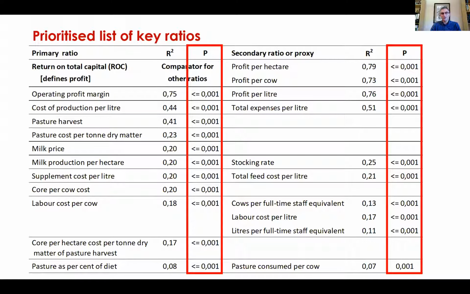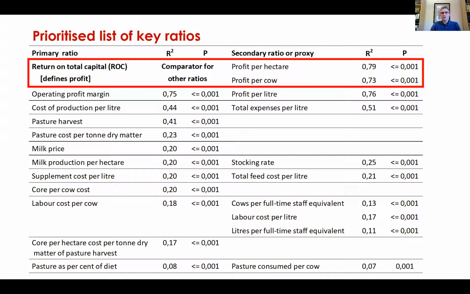All of the p-values are listed in the highlighted columns, with these detailing the significance of the relationship. This confirms that for all of these ratios, there is less than 1 chance in 1,000 that the association with profit has occurred by chance. So all the trends being described are strong.